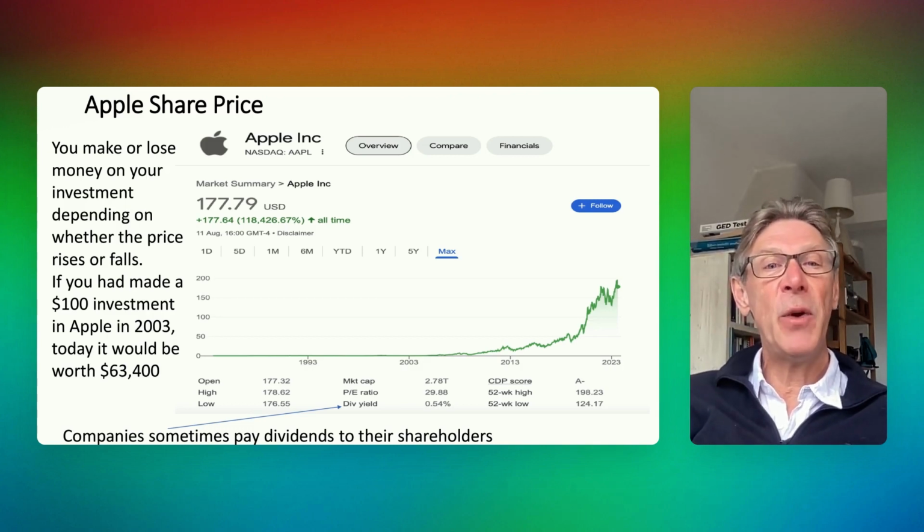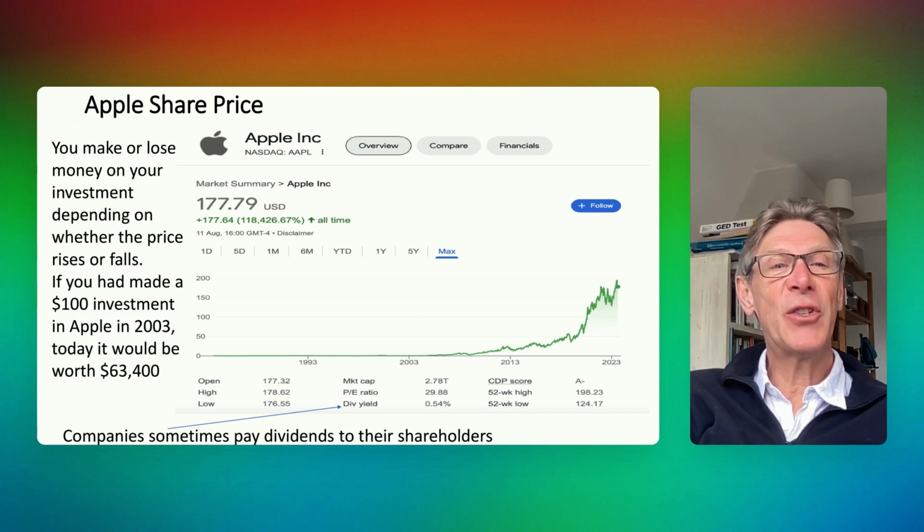Here you can see that if you had bought Apple in 1993 or in 2003, if you had spent $100 on buying Apple shares in 2003, today you'd be very wealthy. Today, your $100 would be worth $63,400. They don't all go up. Sometimes they go down. And as we'll learn about in the crash of 1929, lots of people were investing in stocks, in shares, in the hope of doing what Apple's done, but actually it went in the other direction. They lost everything.